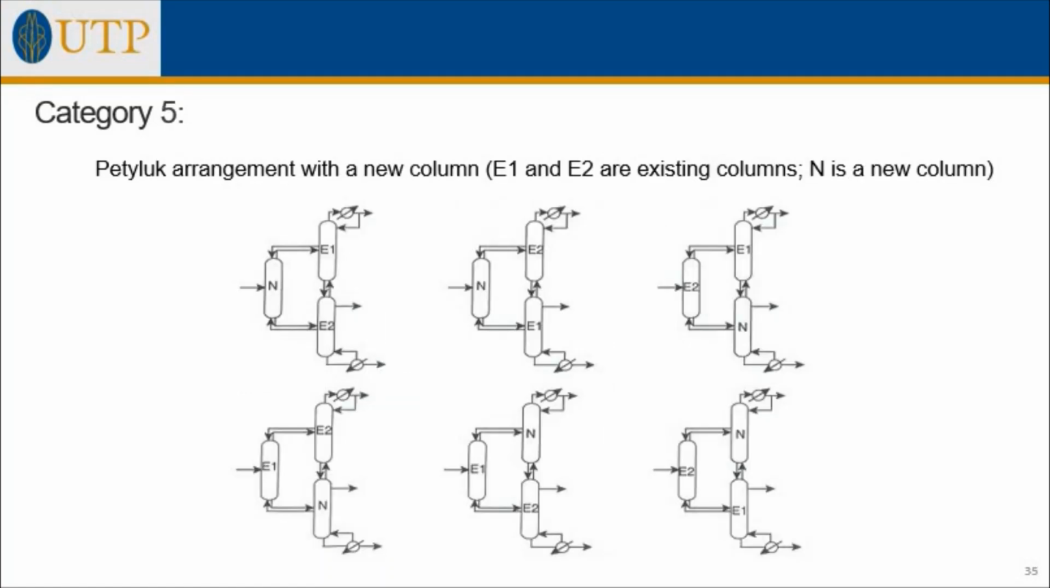From category 4, category 5 can be achieved, whereby it is a Petlyuk arrangement with a new column. As shown in this slide, E1 and E2 are the existing columns, and N is the new column. So the new column N can be arranged accordingly, depending on the sketching. You can see here the N column is here, E1, E2, or N column is here, E2, E1, or E2, E1, and N, depending on the arrangement.